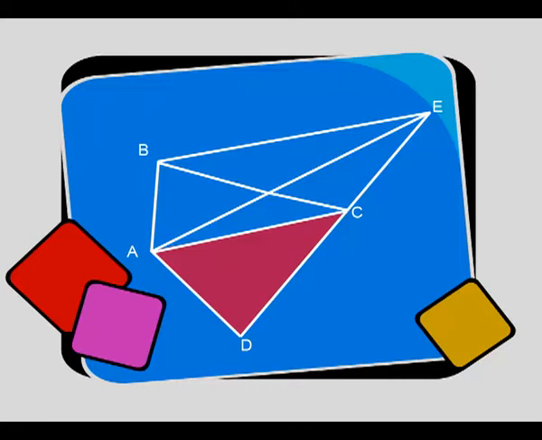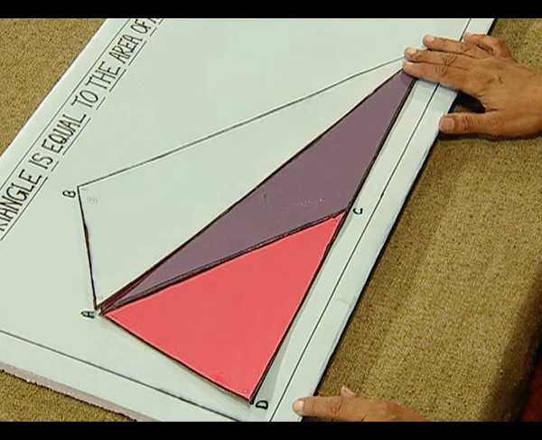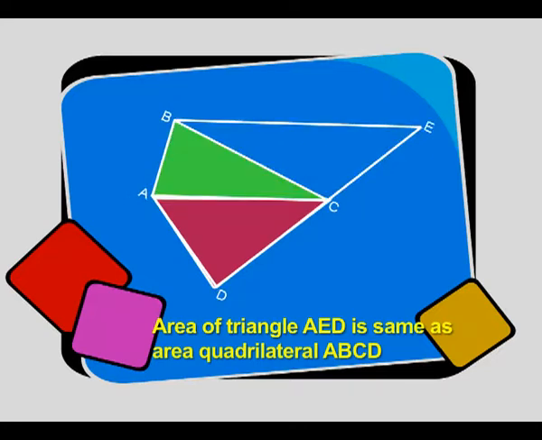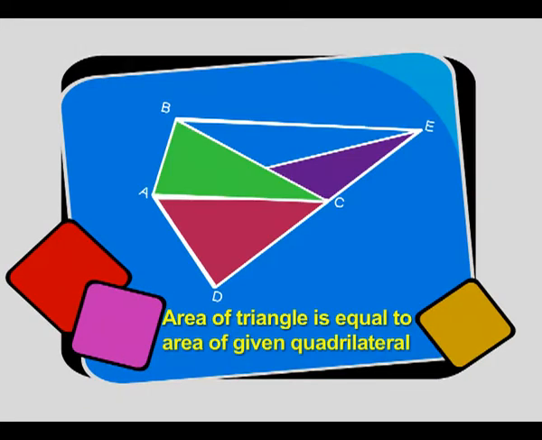and will add the cutout of triangle ACE to the common region ACD. What we obtain is that the area of triangle AED is the same as the area of quadrilateral ABCD. Hence, we verify that the area of a triangle is equal to the area of a given quadrilateral.